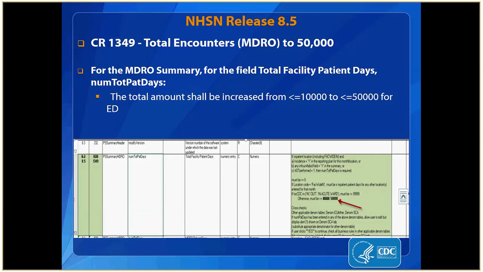For the MDRO, the total encounters have been upgraded to 50,000. The total amount should be increased from 10,000 to 50,000, very similar to the AU, as Amy described earlier. This will be updated in the IDM coming out, but we'll go ahead and send it out to everybody here shortly.